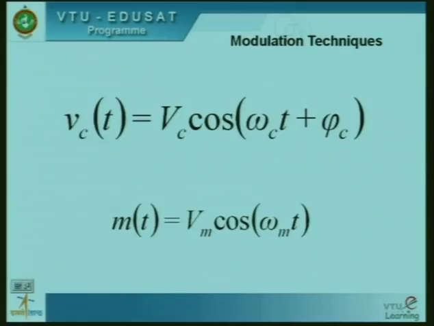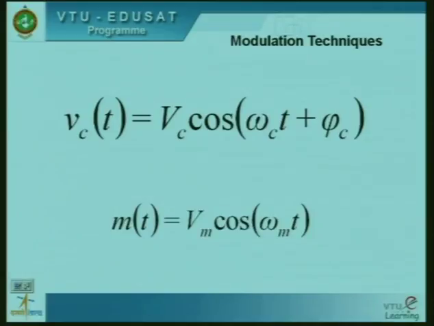Now let us understand the first and foremost important thing, the analog or amplitude modulation. Now let us revisit the carrier signal. The carrier signal, which is always a high frequency signal, is represented by a mathematical equation: Vc of t, the instantaneous amplitude of the carrier, is equal to Vc cos of omega ct plus phi c.